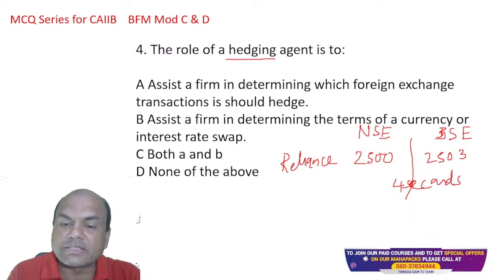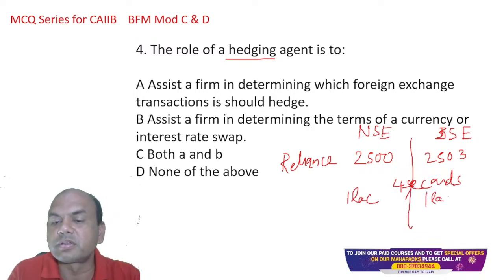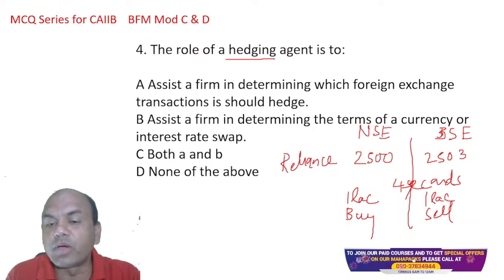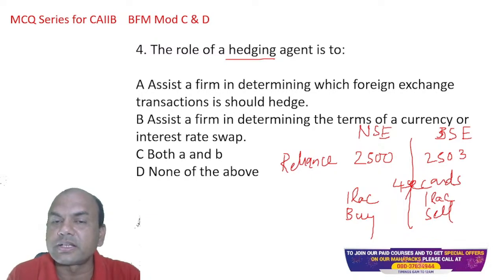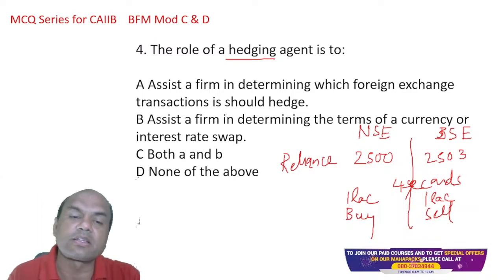So I'll buy 1 lakh shares here and sell 1 lakh shares there. I'll do it in 4 seconds. Buy here, sell there. So I earned 3 lakhs in 4 seconds. But what is the risk? If I delay in this, I'm gone, because the prices will automatically catch up with each other.